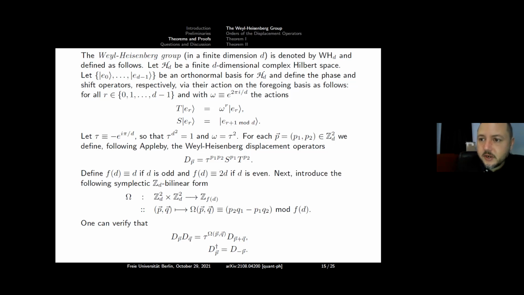You lose self-adjointness. Okay? And I'll define the Weyl-Heisenberg group as generated by the displacement operators. You can generate with any phases you'd like. That's not important here. So it'll have cardinality d cubed when d is odd, and 2d cubed if d is even.